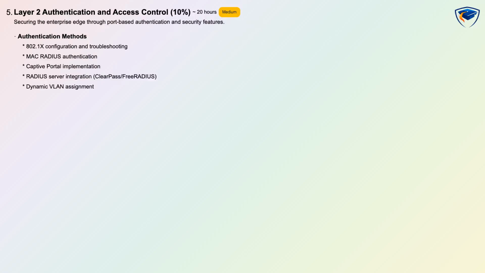Layer 2 authentication and access control makes up 10%, rated medium with 20 hours and scenario-based assessment. This domain covers 802.1X configuration and troubleshooting, MAC RADIUS authentication, captive portal deployment, and dynamic VLAN assignment tied to RADIUS servers like ClearPass or FreeRADIUS. You will practice integrating authentication with network access control, validating dynamic VLANs, and handling real-world edge security scenarios. Emphasis is on securing the enterprise edge through port-based controls and robust RADIUS integration.